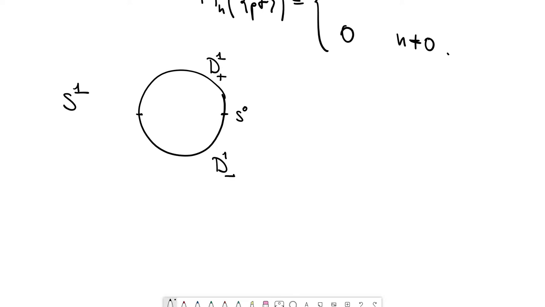Now, I want to apply excision first, and for that, I look at the relative group of S1 and D1 plus. Okay, let's do that for any n. Well, if you apply excision, you have to excise another subspace.